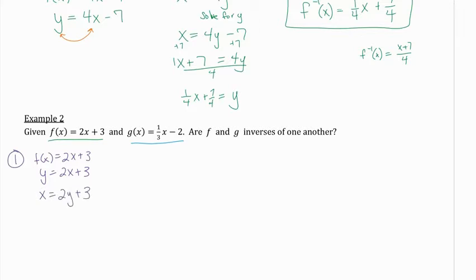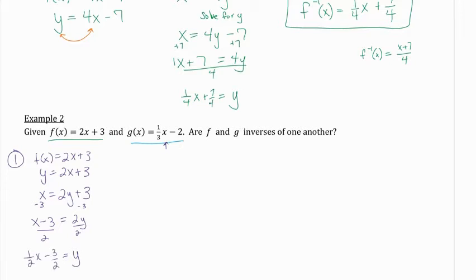And now I want to solve for y. So I'm going to subtract 3 on both sides. I get x minus 3 equals 2y. And then I want to divide by 2. So I could leave it as x minus 3 over 2, but they've got it up here for g. They've got it in slope intercept, so I'll do the same. And I get y equals 1/2 x minus 3/2.